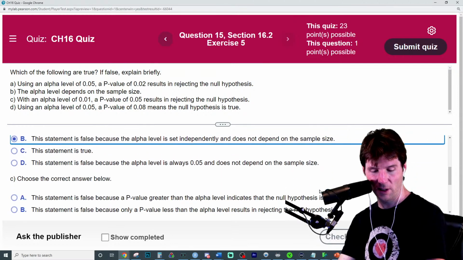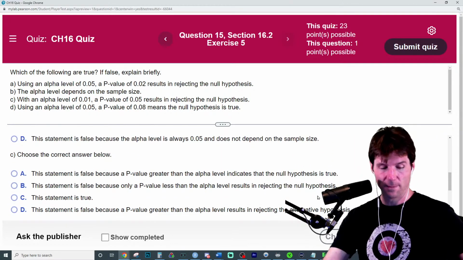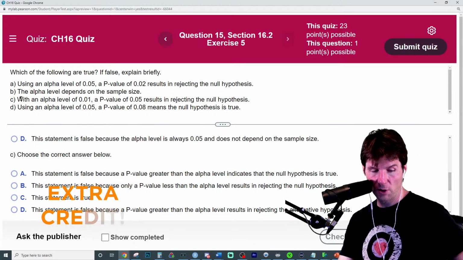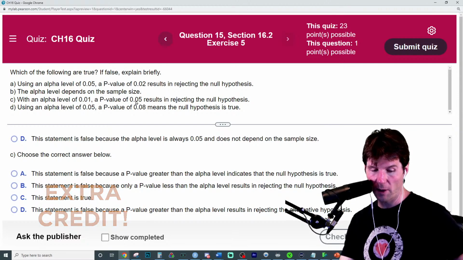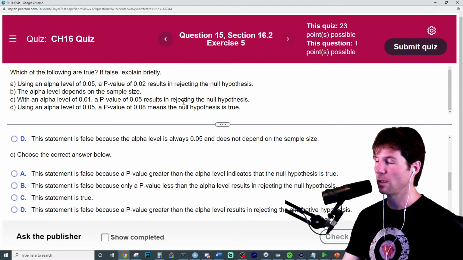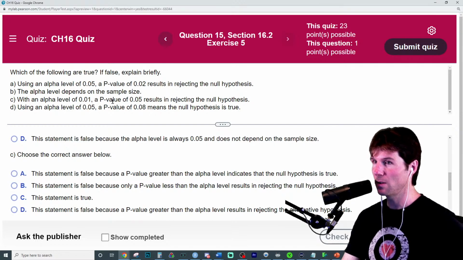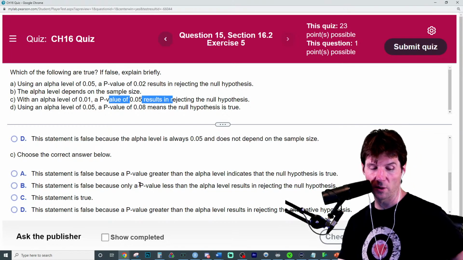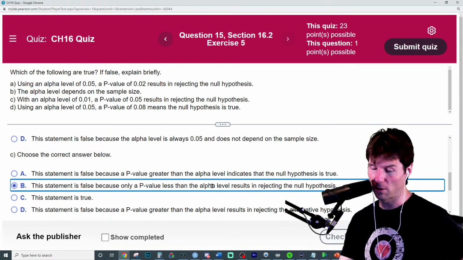Boom, Fran, destroying it. With an alpha level of 0.01, a p-value of 0.05 results in rejecting? No. Because the p-value is higher than alpha, we'd fail to reject. This is false because only a p-value less than alpha results in rejecting the null. So that should be right there.